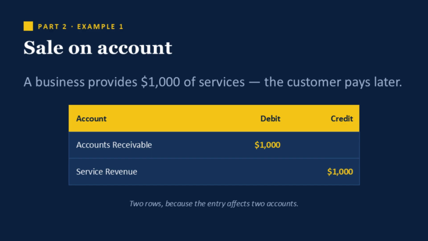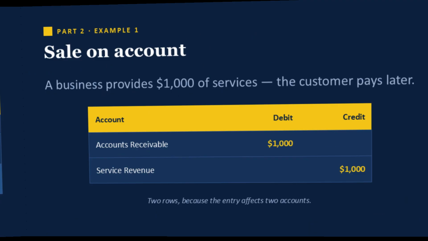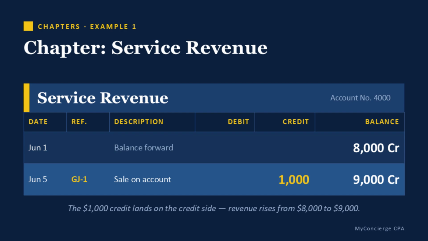Assume a business provides $1,000 of services to a customer and allows the customer to pay later. The journal entry is you debit accounts receivable for $1,000 and you credit service revenue for $1,000. This journal entry has two rows because it affects two accounts. The first row is the $1,000 debit to accounts receivable. That row is posted to the accounts receivable chapter in the general ledger. The second row is the $1,000 credit to service revenue. That row is posted to the service revenue chapter.